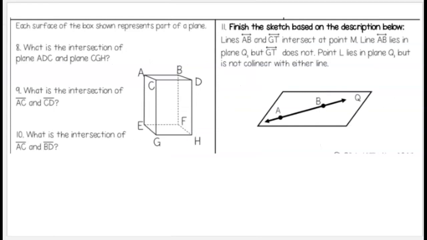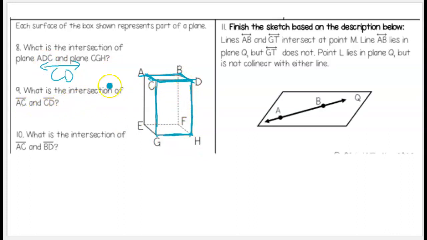Okay, and to our final examples. What is the intersection of plane ADC, which is going to be the top here, and GCH? GCH is this front plane here, and that is going to be our line CD. I have a line there where those planes intersect.